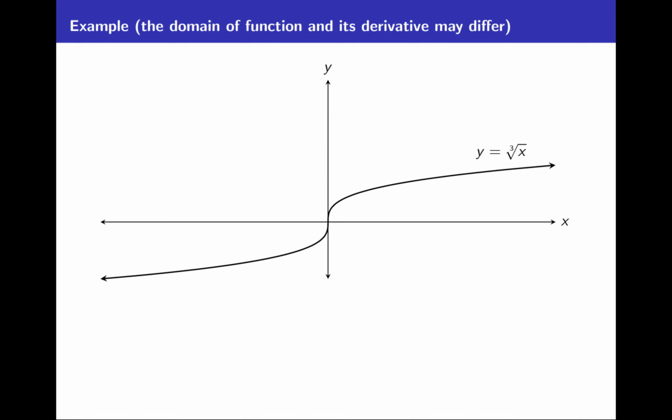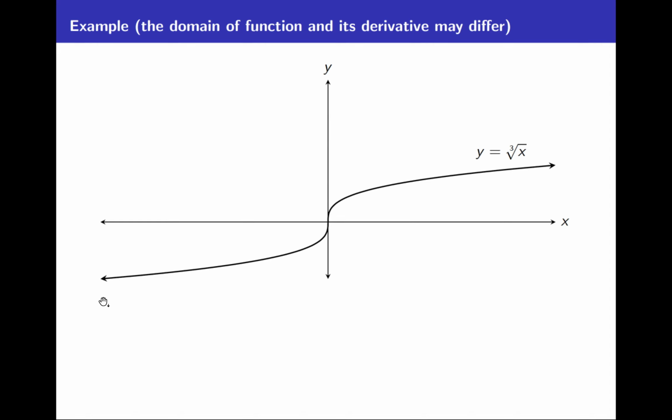I'm going to move on now to a sequence of 2 problems that illustrate the idea that the domain of a function and its derivative may differ. And I'll show you what I mean by this. Think of the function, for example, y equals the cube root of x, and it's graphed here. It's the x cubed function reflected across the line y equals x, sort of turned on its side.